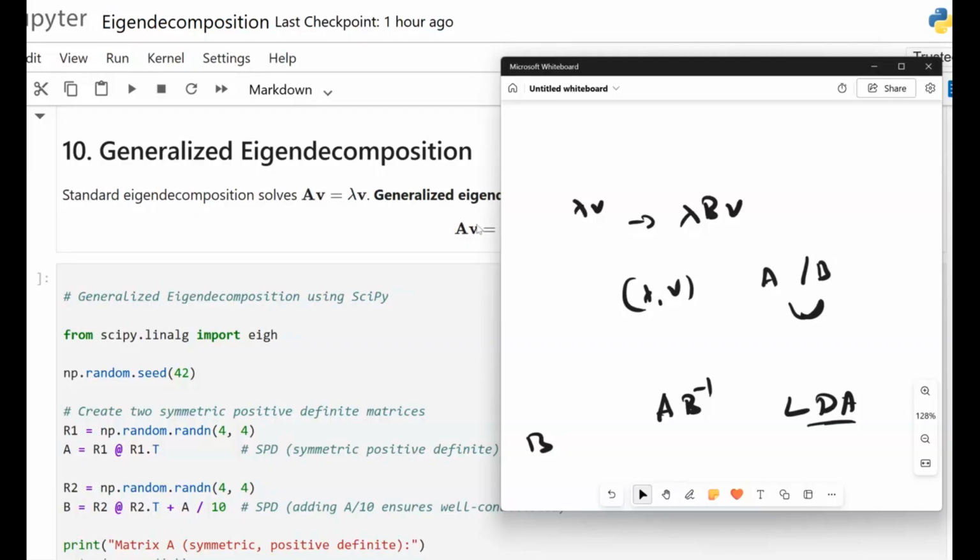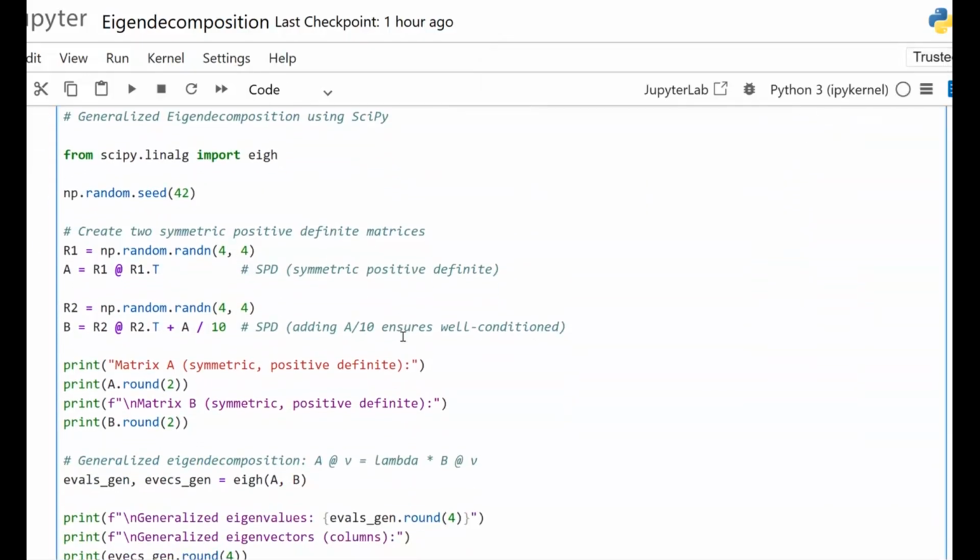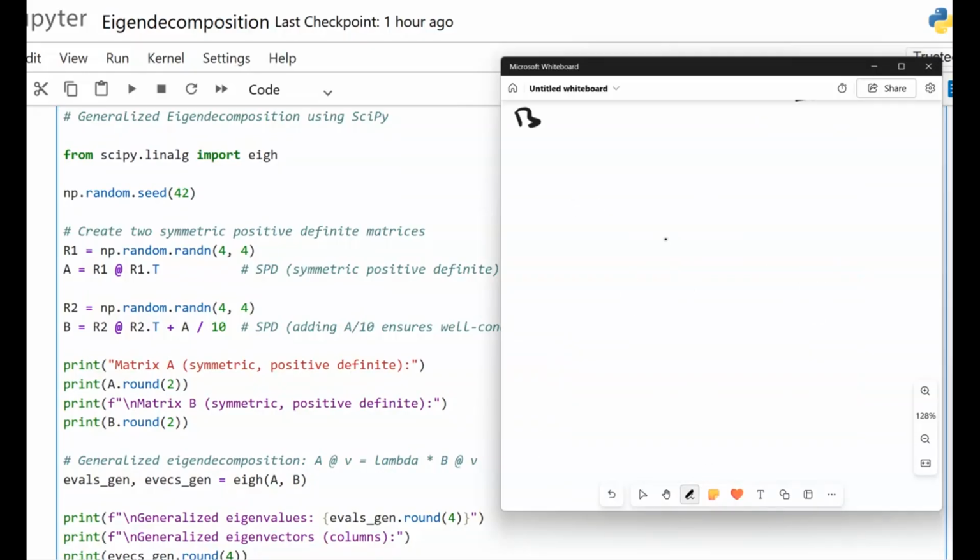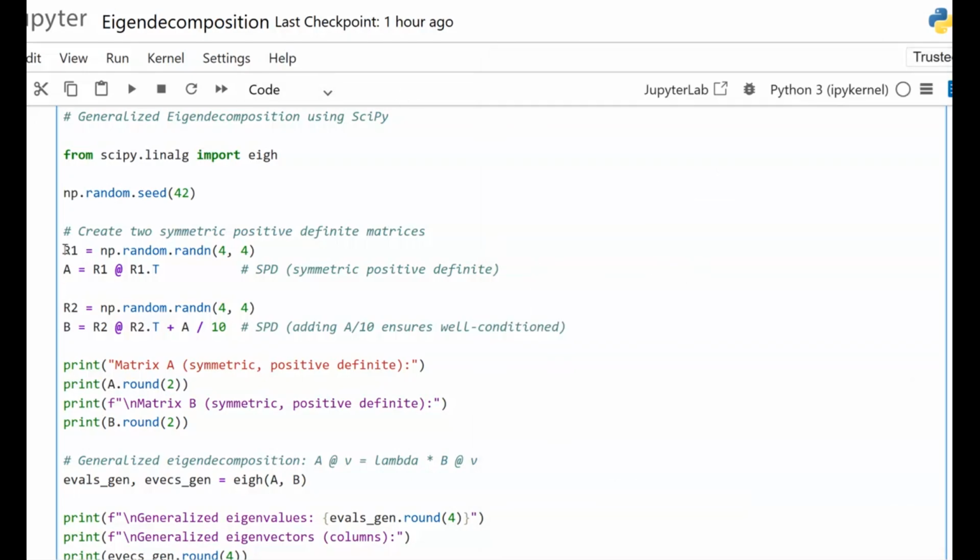Okay, let me discuss it by code. Kindly observe, dear friends. The script demonstrates the generalized eigendecomposition problem, mathematically specified as A multiplied by V equals lambda multiplied by B times V, for symmetric positive definite matrices A and B, and verifies its properties numerically. Here we are going to construct the SPD, that is symmetric positive definite, matrices.